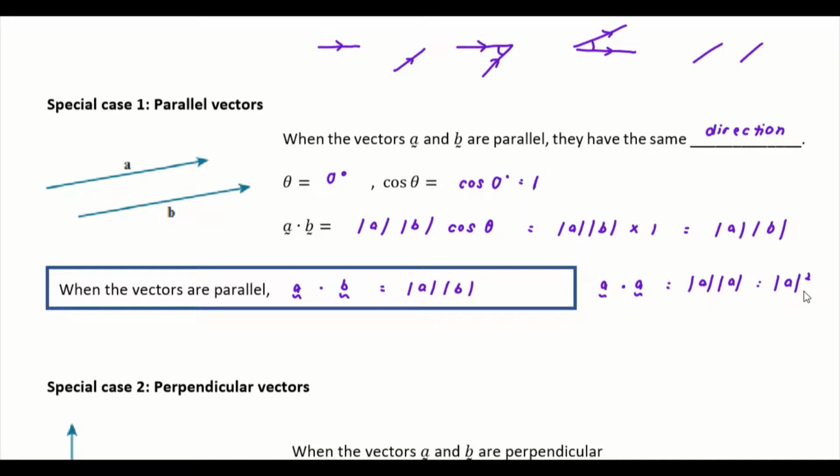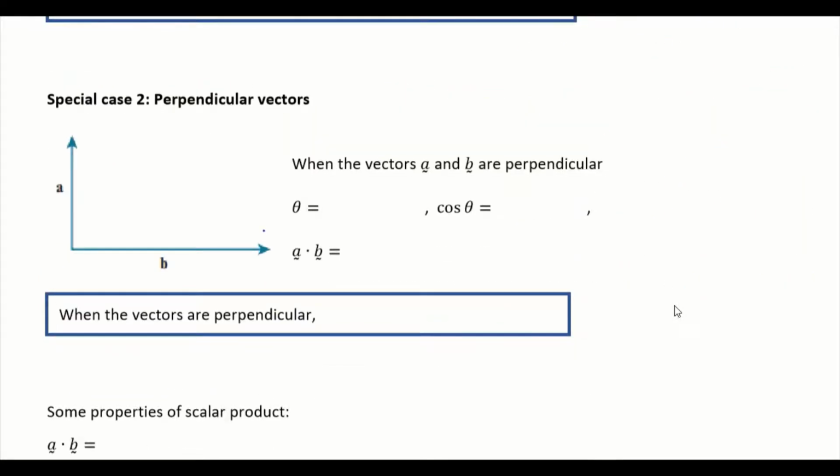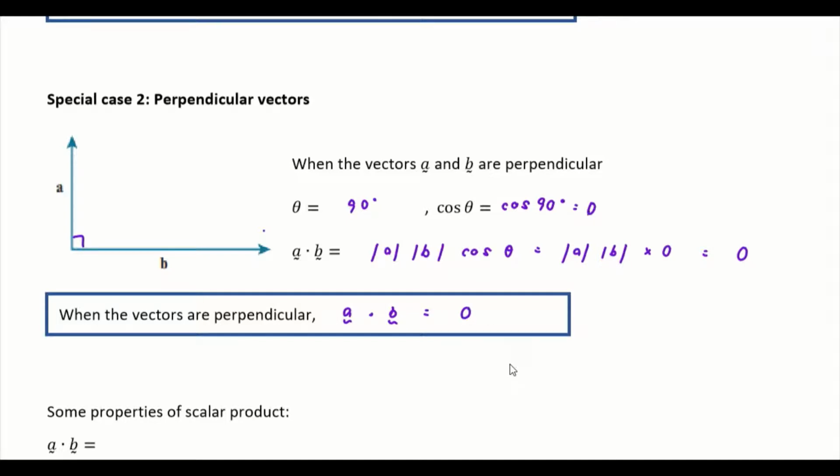Alright, okay, then the second special case will be for the perpendicular vector. So if the vectors A and B are perpendicular, like what you can see here, they are going out, so the angle between them is 90 degrees. So cos theta is equal to cos 90, and we know that cos 90 will give us 0. So when we do modulus A multiply modulus B, then cos theta, it is going to give us modulus A modulus B multiplied by 0. So what is our last answer? It will be 0. So if the vectors are perpendicular, the scalar product of the vectors is going to be 0. Okay, so this special case will be very helpful for us to solve some coordinate geometry questions later, so you might want to remember.